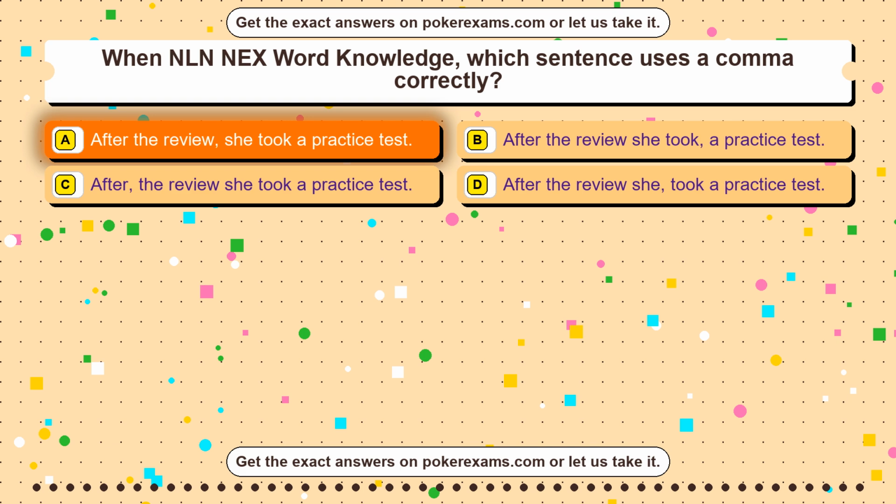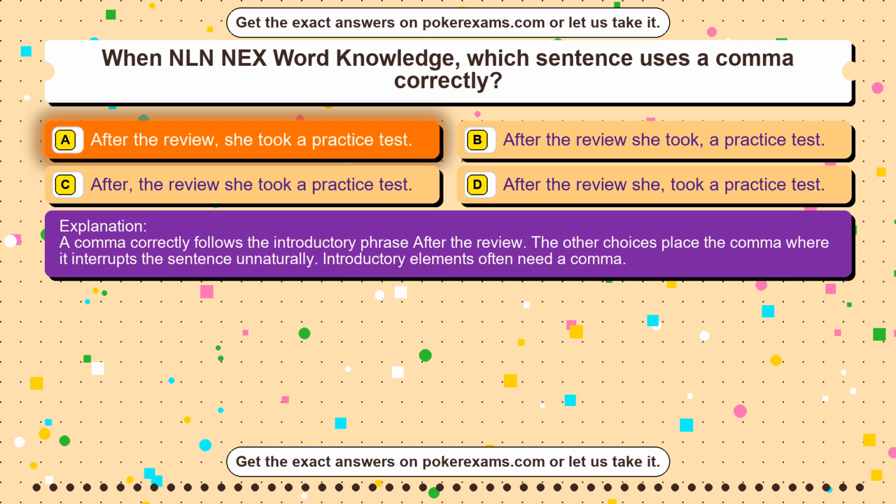After the review, she took a practice test. A comma correctly follows the introductory phrase after the review. The other choices place the comma where it interrupts the sentence unnaturally. Introductory elements often need a comma.